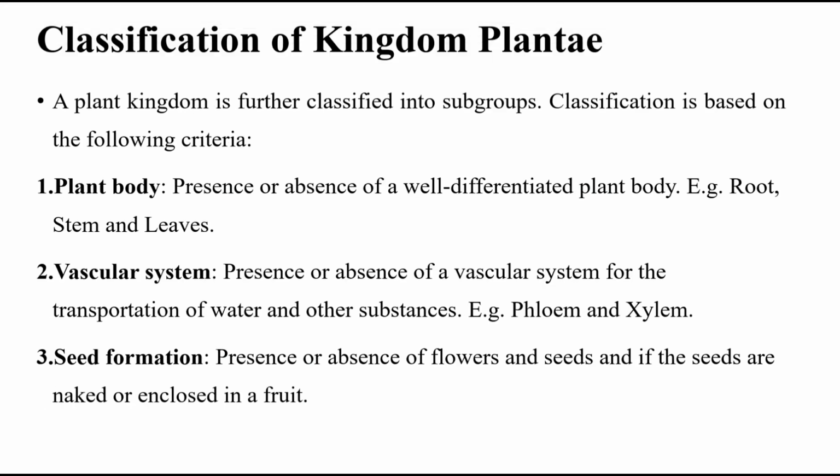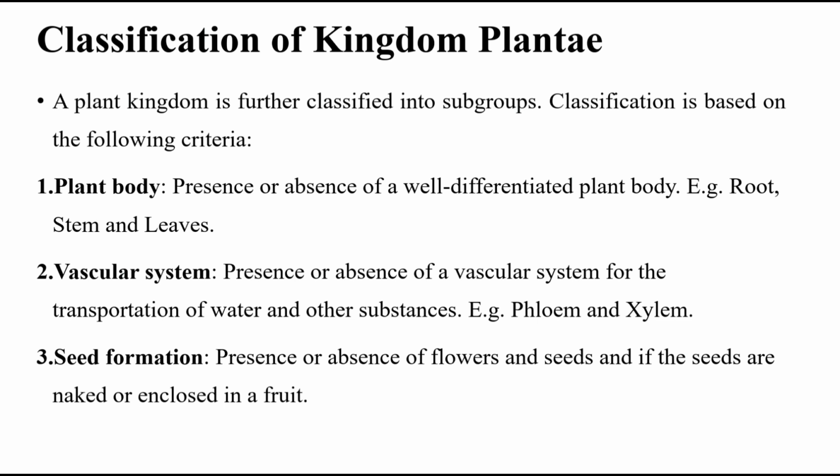Then classification. This whole plant kingdom is further classified into many subgroups, and the classification is based on the following criteria. One is plant body, presence or absence of a well differentiated plant body. That means whether they have root, stem or leaves or not. Then vascular system, presence or absence of vascular system. The vascular system helps in the conduction of water and food inside the plant body.